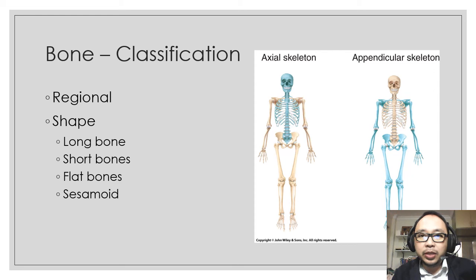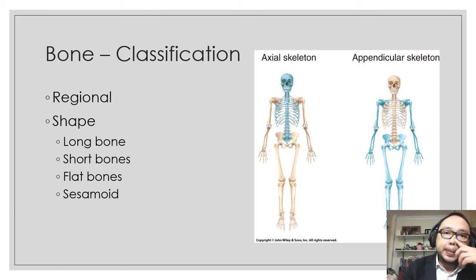Flat bones are found in the vault of the skull, particularly your frontal and parietal bones, and they're composed of thin inner and outer layers of compact bone, the tables, separated by a layer of cancellous bone called the diploe. The scapula can also be classified under this flat bone.